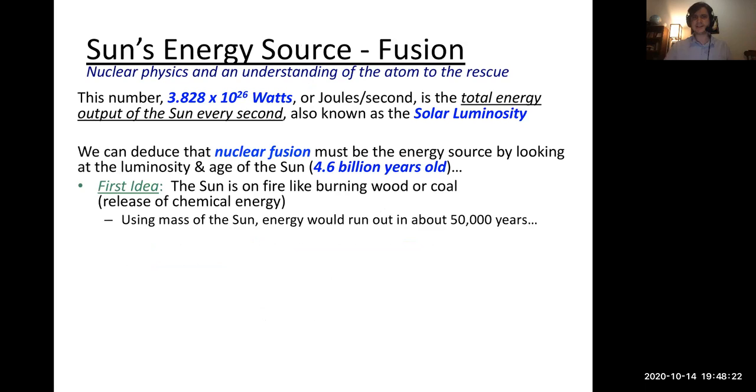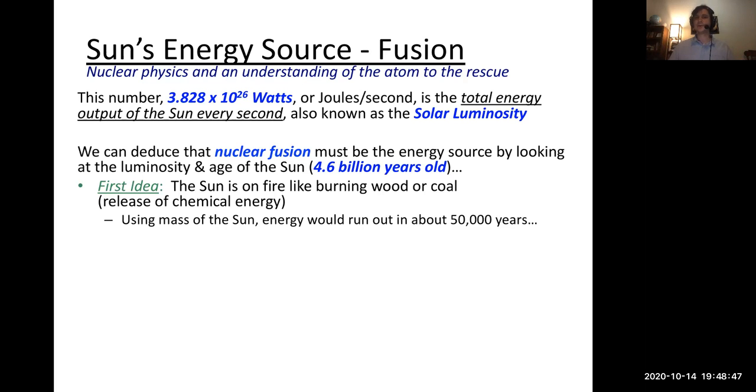So one of the first ideas, what is the sun? It's just a big fire in outer space. It's like a giant pile of wood or coal that is just cosmically burning. So the sun's energy source would be chemical energy, combustion. We could use the mass of the sun and knowing how much energy is produced by setting coal on fire by combustion. And you know what?